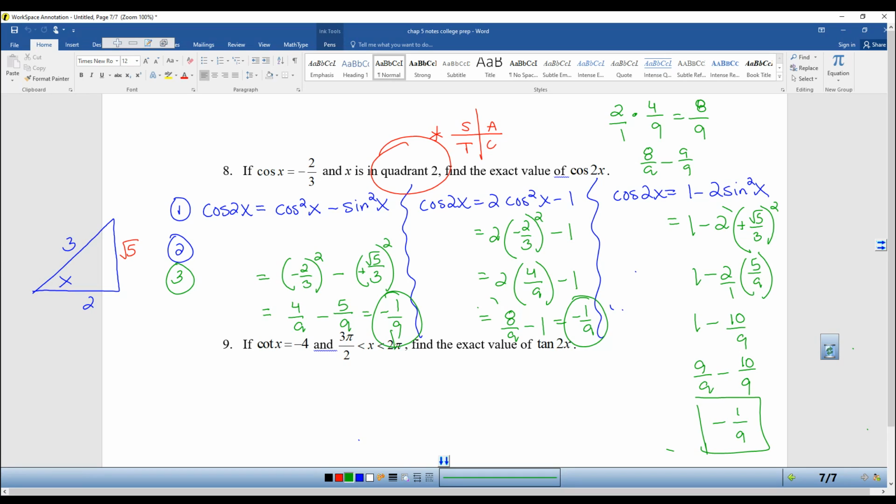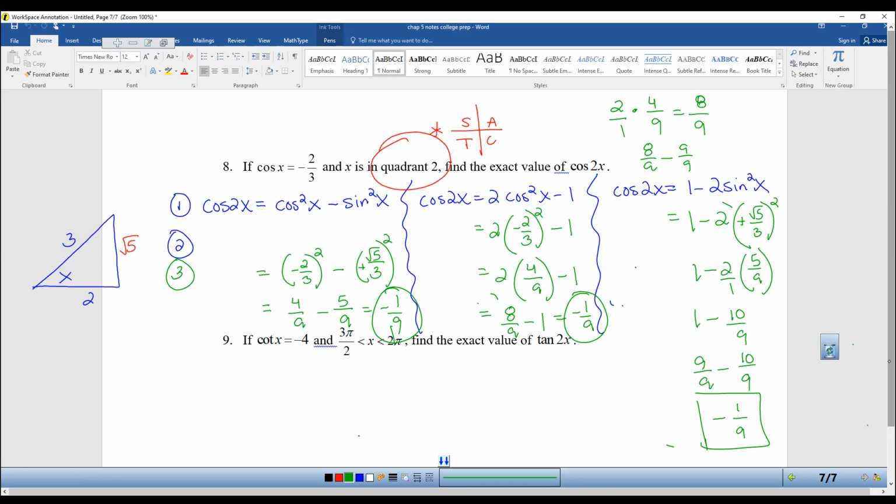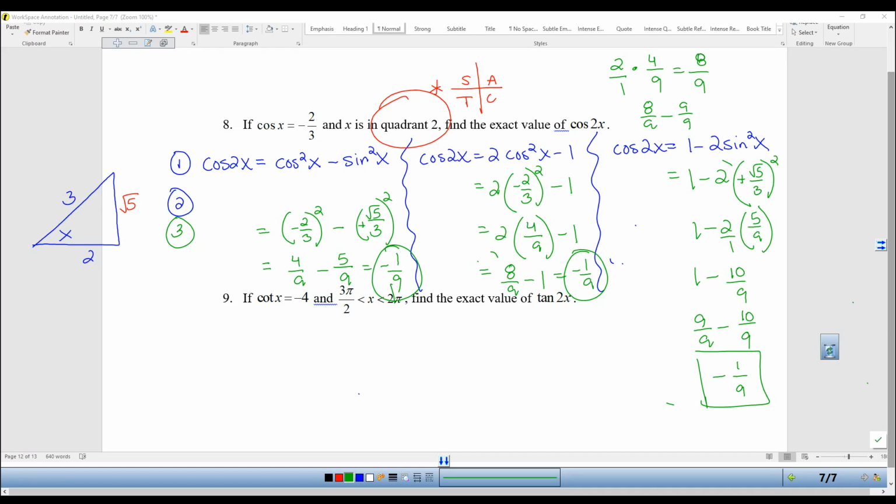So where do people go wrong? People forget to figure out that the quadrant matters. People can't do their fractions. They get stuck on this multiplying or even on just doing 8/9 minus 1. So sometimes it just comes down to the algebra, even if you understand the precalculus.